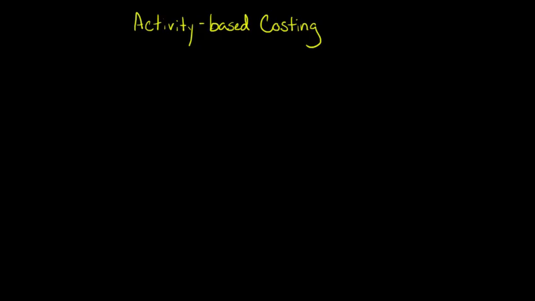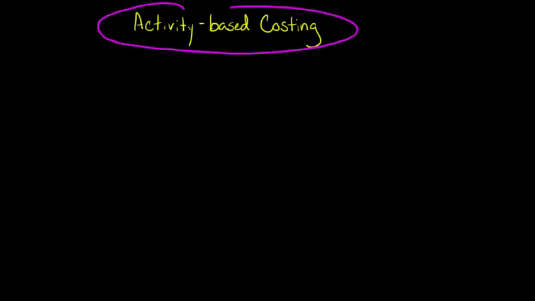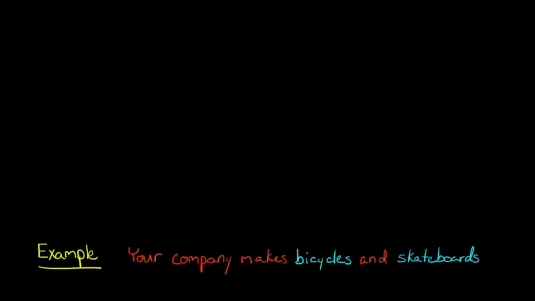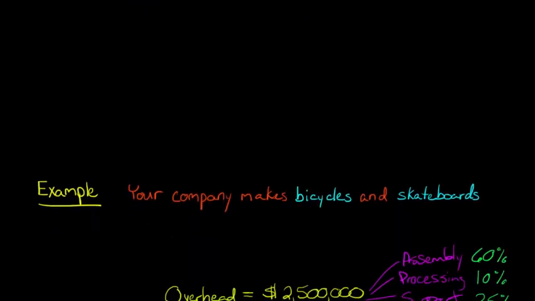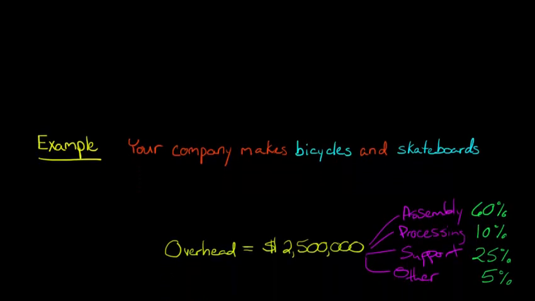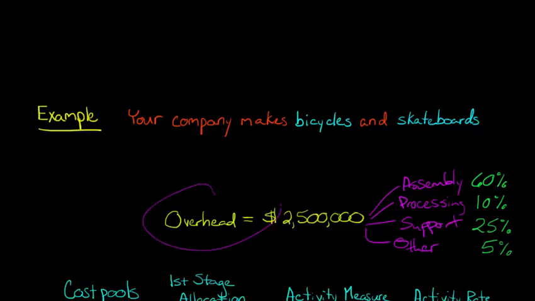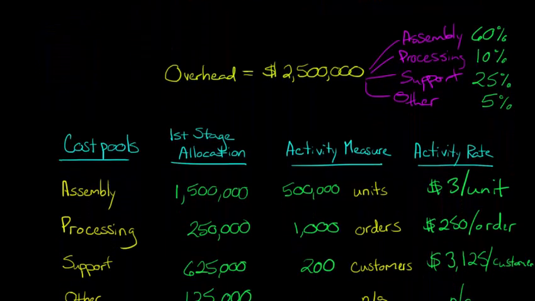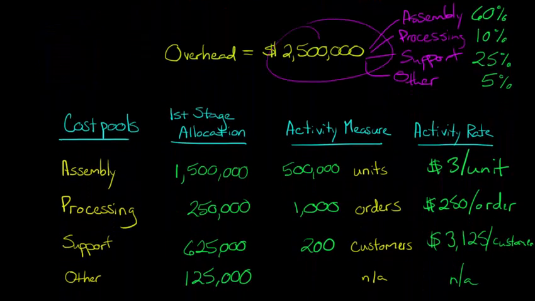In this video, we're going to continue our discussion of activity-based costing. If you remember from our last video, we had the example where we have a firm that you started that makes bicycles and skateboards, and we had some overhead that included both manufacturing overhead and SG&A, customer support costs. We put it into cost pools. We came up with these cost pools and we spread our cost of $2.5 million over these different pools. And we did it based on these percentages that we came up with after interviewing our employees.